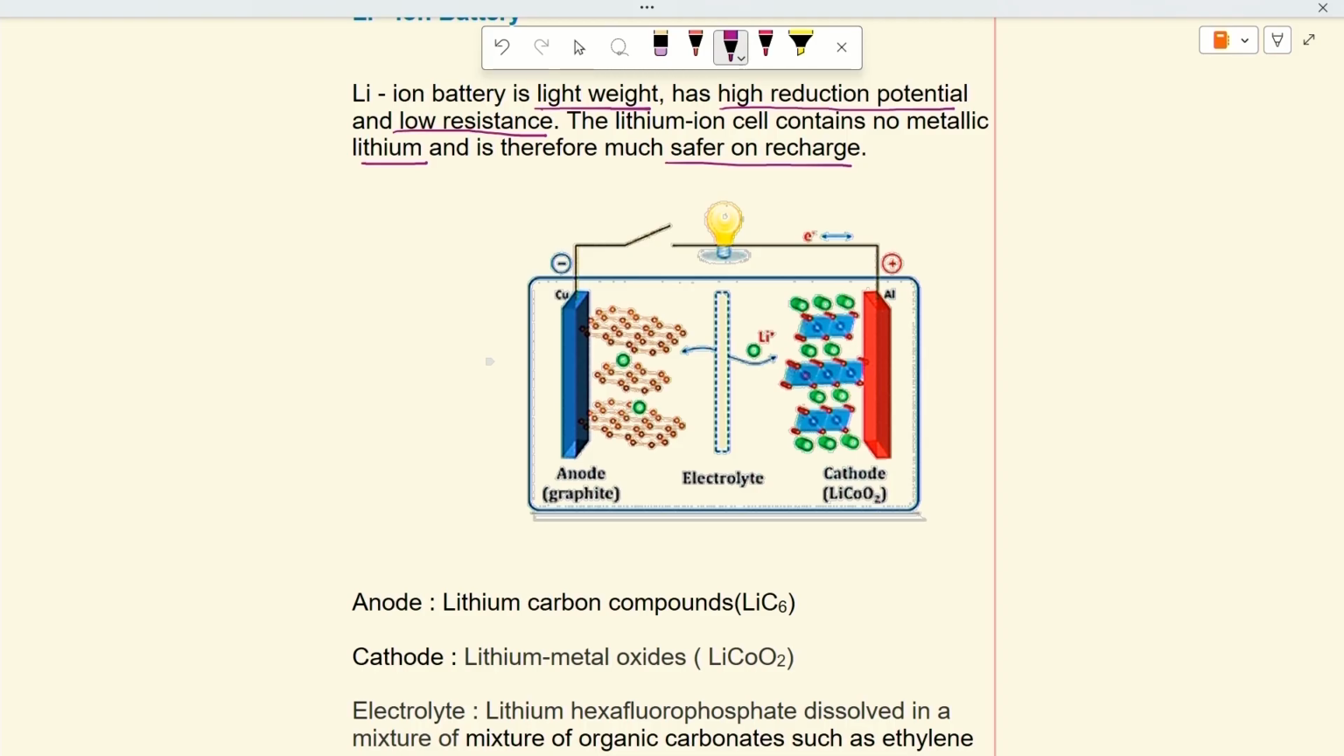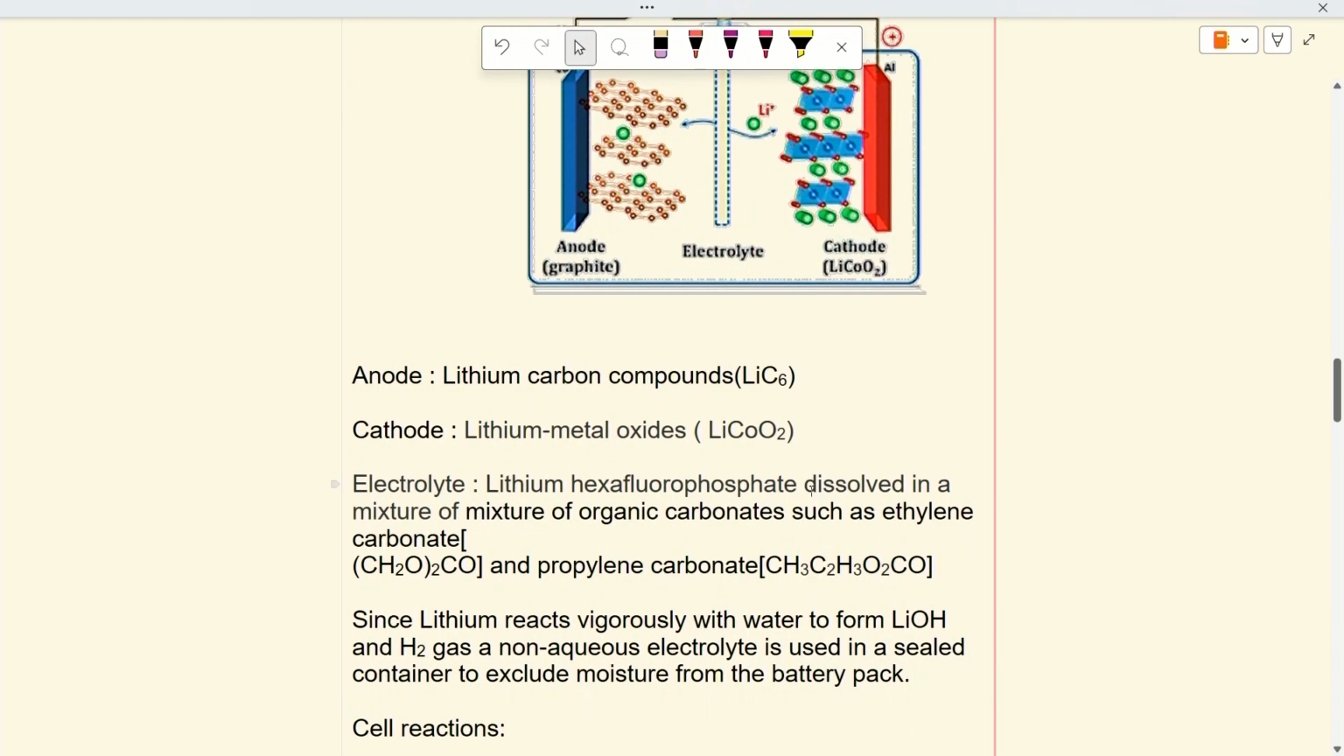Now, what happens during recharging? What happens is these lithium ions come back to this anode. Or you can say that there is a movement of lithium ions from anode to cathode during discharge, and also during recharging we have the movement from cathode to anode, lithium moves like that. Okay. Now, let us go in detail.